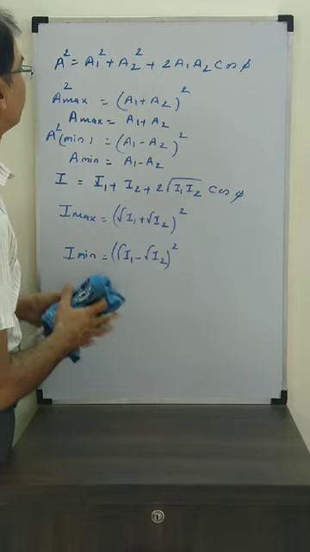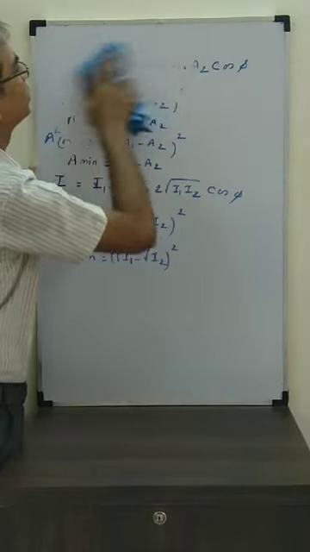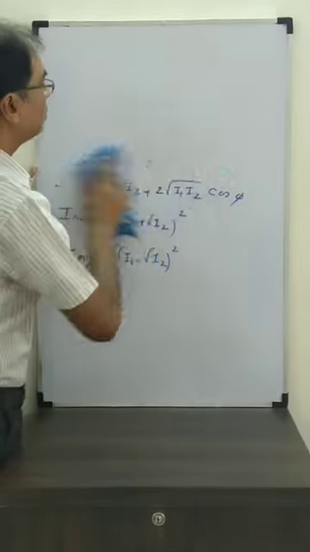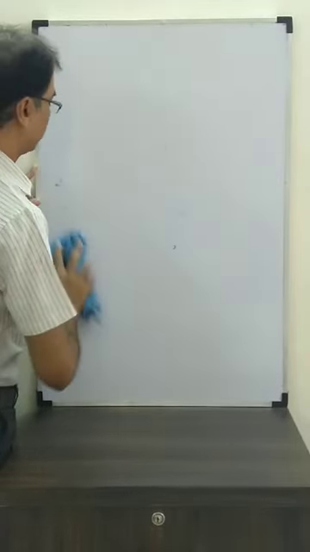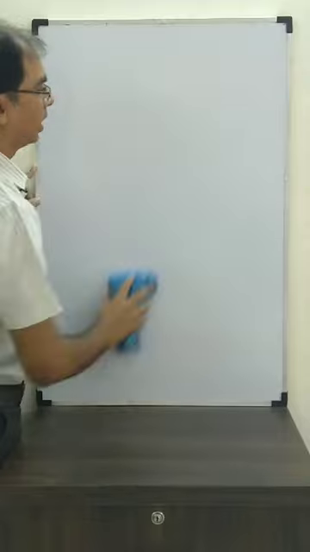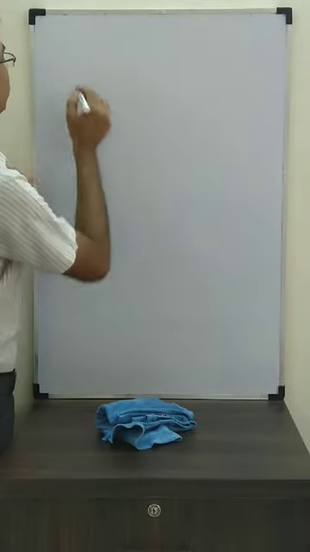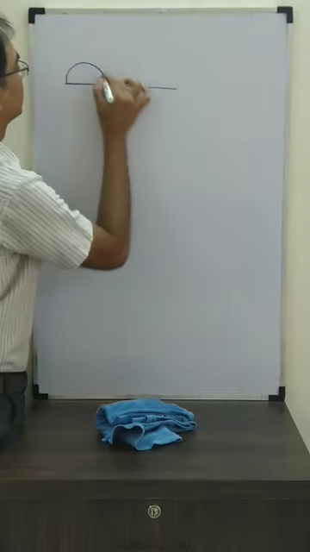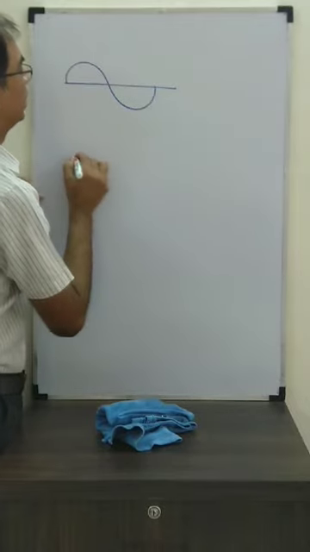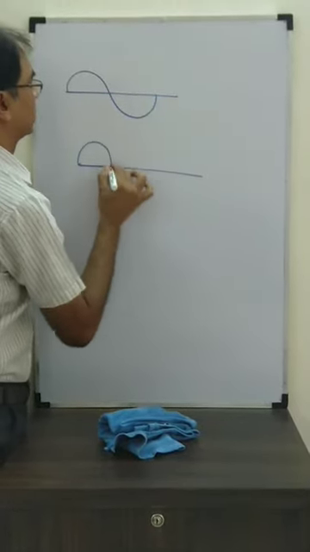Now we are going to see what happens if the two waves are in a string, or we should say pulses. Now what is the difference between a pulse and a wave? A wave we make like this, and a pulse is just like this.